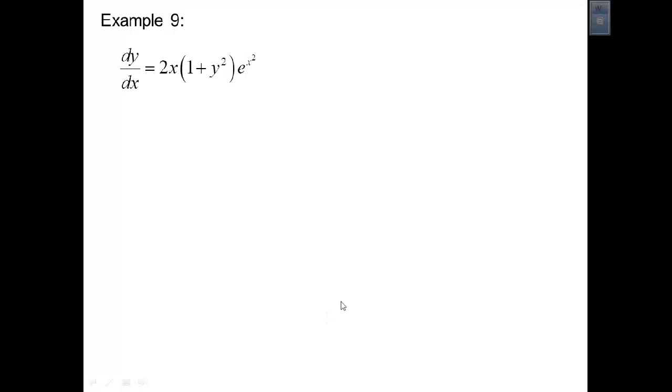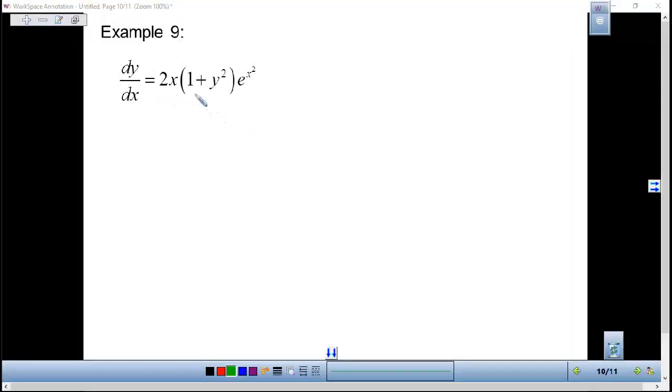All right, so let's look at this one. What we're going to do is leave the 2x e to the x squared on one side, and move the 1 plus y squared to the other side by dividing. We're going to multiply both sides by dx. So what you end up with is 1 over 1 plus y squared dy is equal to 2x e to the x squared dx.